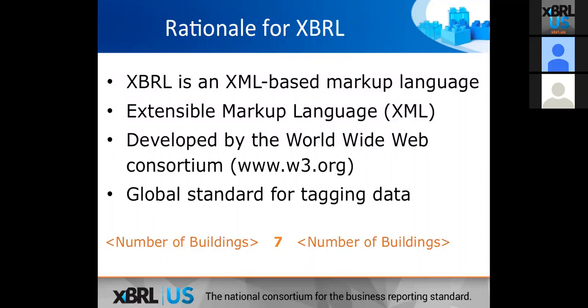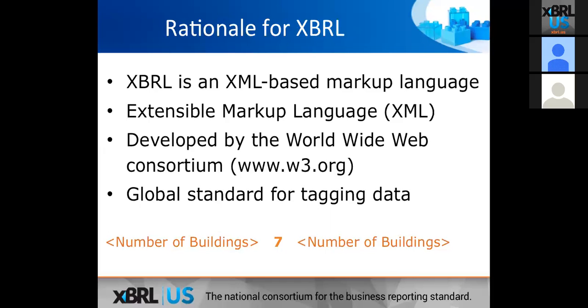So what you see in the angle brackets, which is essentially how you tag things in XML, is a descriptor explaining what that is. It's number of buildings. So we know that the number 7 represents the number of buildings. Without those tags, we wouldn't know that, or a computer wouldn't know that. That's essentially what XML does.